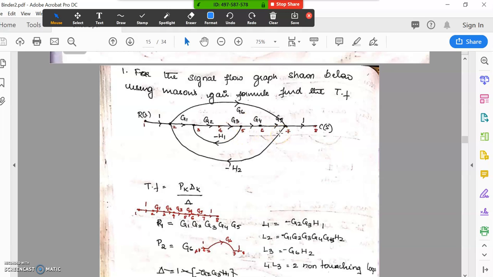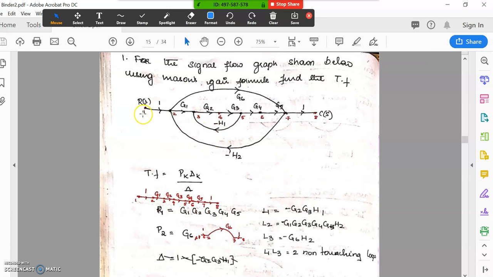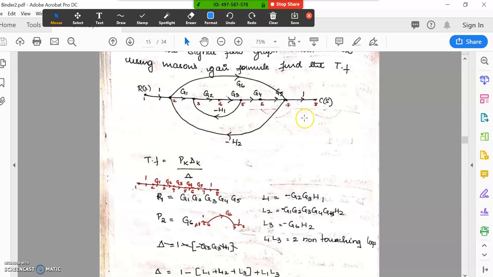When the signal flow graph is given, please mark the nodes so that it will be convenient for you to analyze later on. I have written the nodes in red pen: 1, 2, 3, 4. In the exam, these nodes are not given. You have to mark those nodes 1, 2, 3, 4, 5, 6, 7, 8, like this. What is a forward path? 1 to 8, a straight line. Draw all that and write down the gains between each node. Between 2 and 3 it is G1, 3 and 4 it is G2, like that.